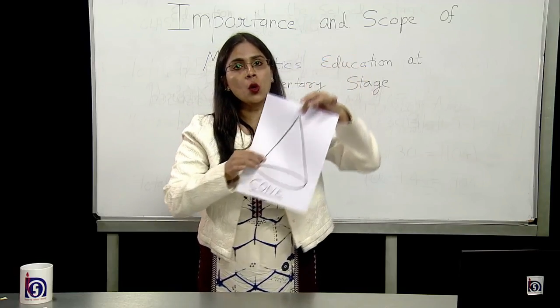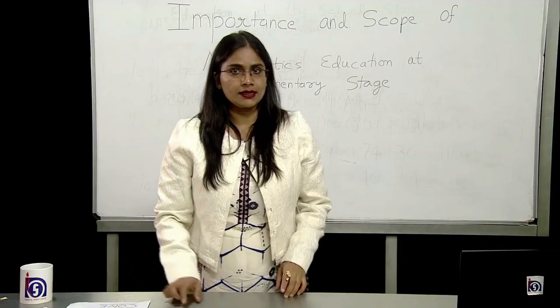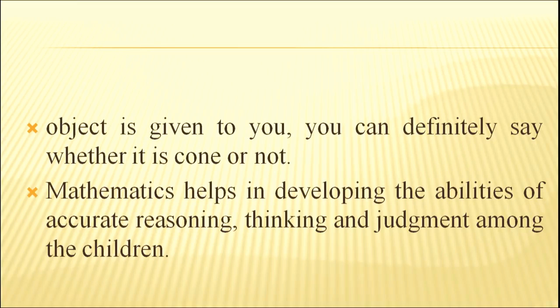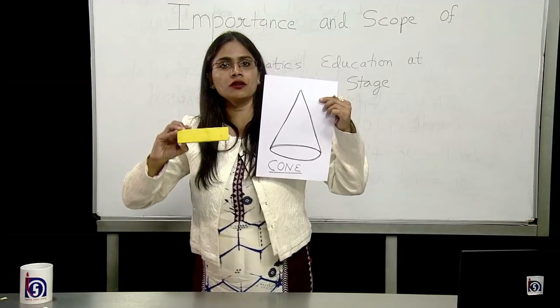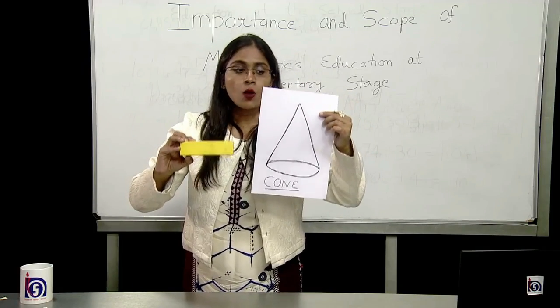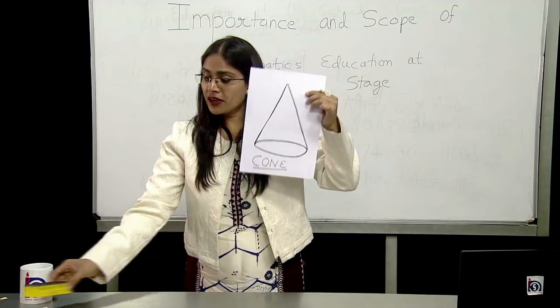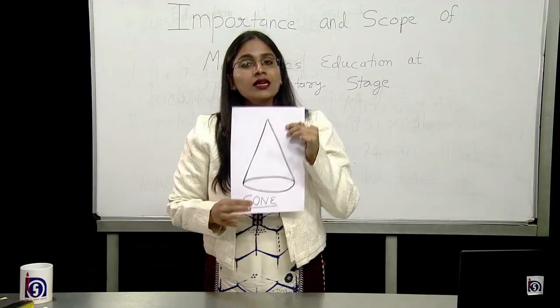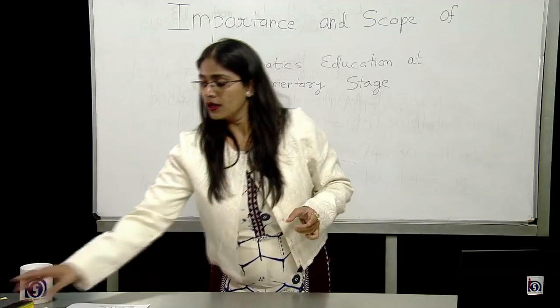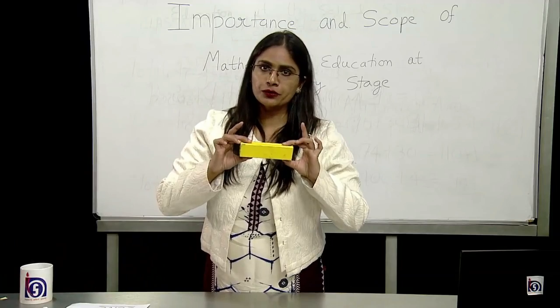So the definition of cone is clear and precise. If an object is given to you, you can definitely say whether it is a cone or not. Example, suppose this diagram denotes a cone. This duster looks like a cuboid. So if I can say which one is a cone, it is the figure which is drawn on paper that symbolizes that structure for the cone, not this one, this is a cuboid.